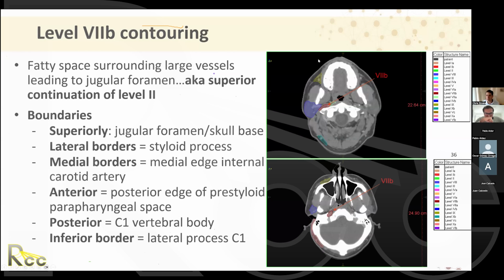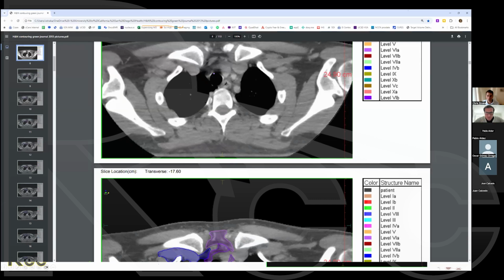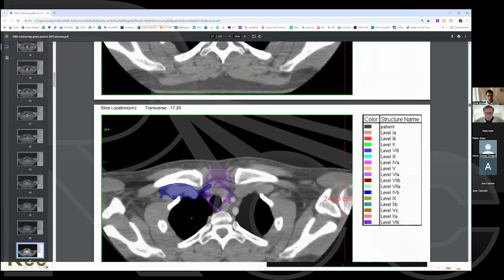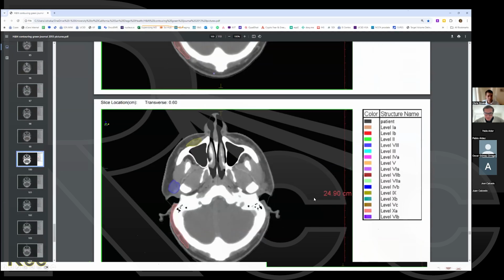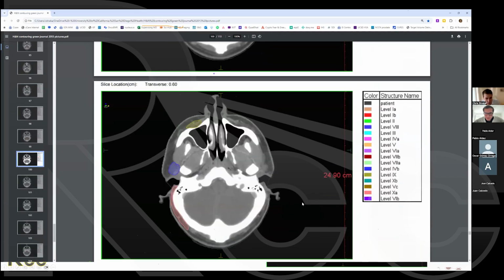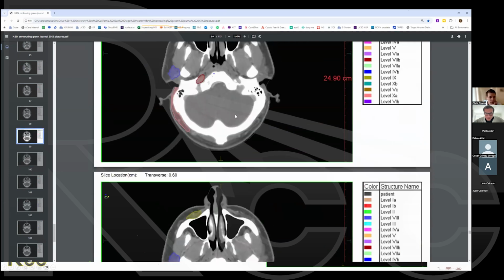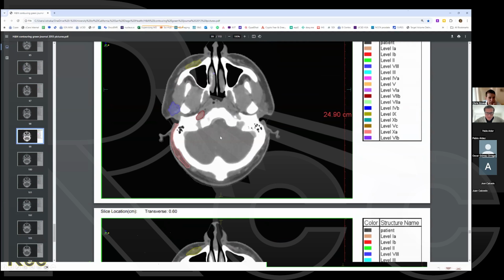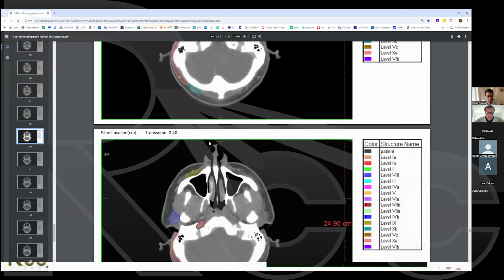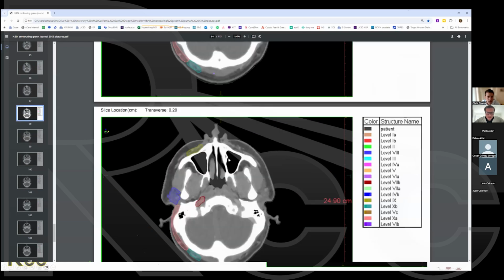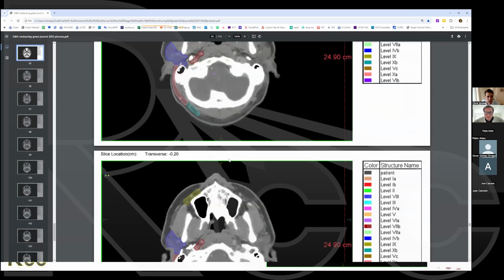So I will bring this back over, and we'll go all the way here. Okay, so here's the most superior slice without a level 7 contour. And then you can see basically as soon as the jugular foramen comes into play at the skull base, we are getting to level 7B. That's this maroon red right here. And that tracks down. It will be joined by 7A shortly.